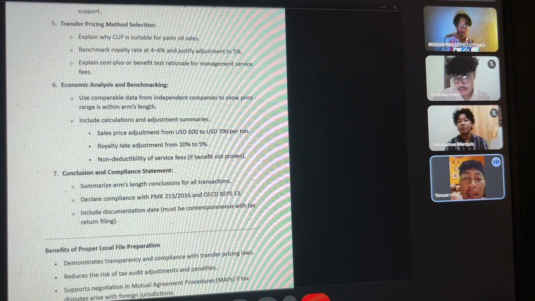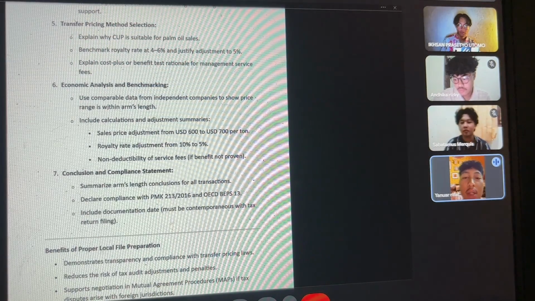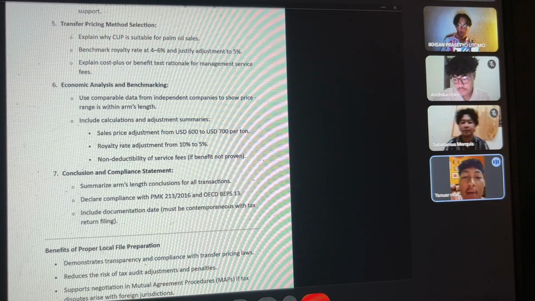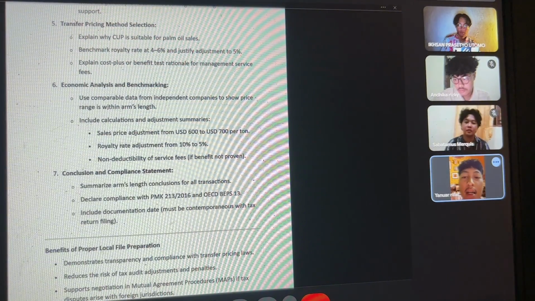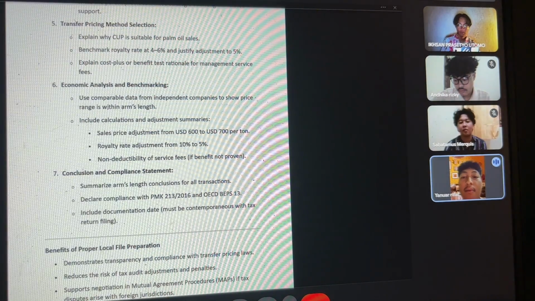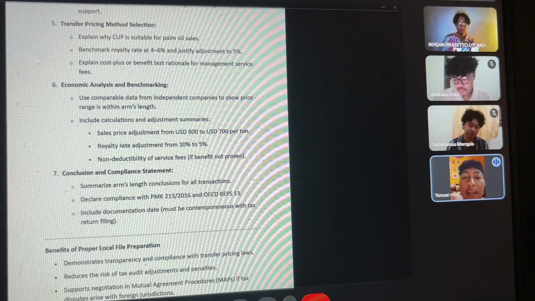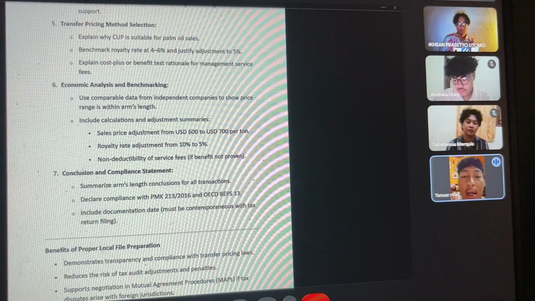And number 6, economic analysis and benchmarking. Point 1, use comparable data from independent companies to show the price is at arm's length. And point 2, include calculation and adjustment summary: sales price adjustment from $600 to $700 per ton, royalty rate adjustment from 10% to 5%, and the last, non-deductibility of the service fee if benefit is not proven.